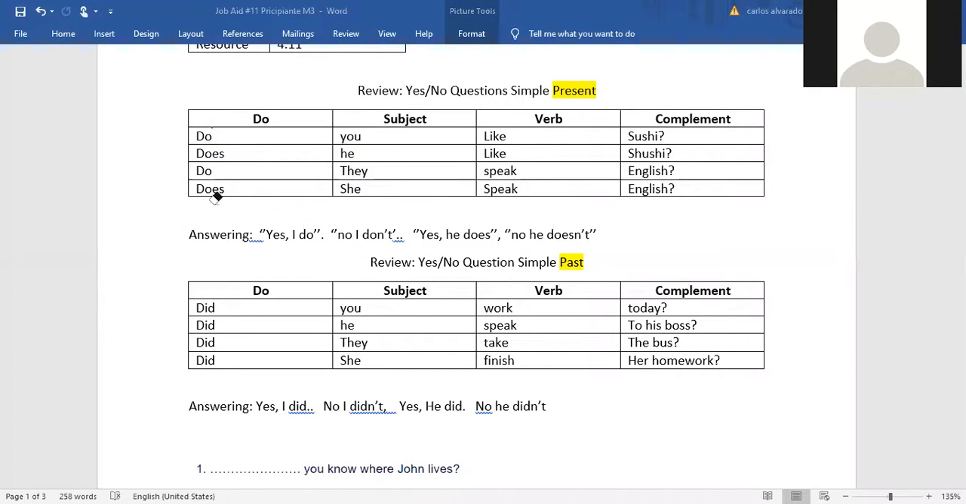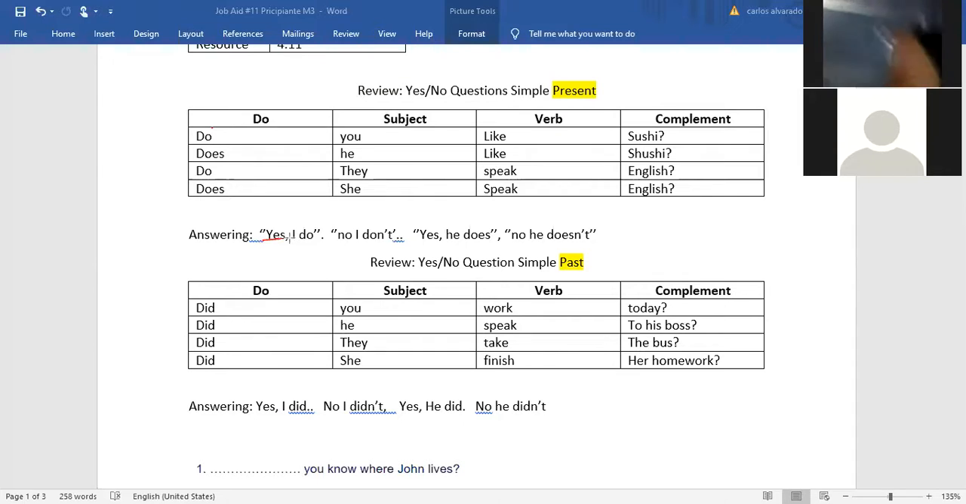Okay, now these questions here are simple present. Estoy preguntando algo del presente. For example, do you like sushi? Es decir, ¿te gusta sushi en este momento, hasta este día? Okay. How can you answer? Hay varias formas de responder. You can say, yes, I do. No, I don't. Okay. So this is positive, negative, right? So está respondiendo en positivo, respondiendo en negativo.